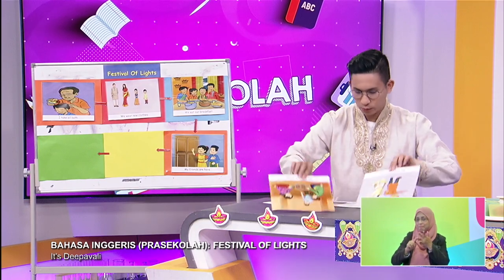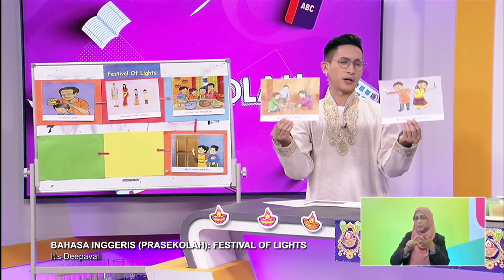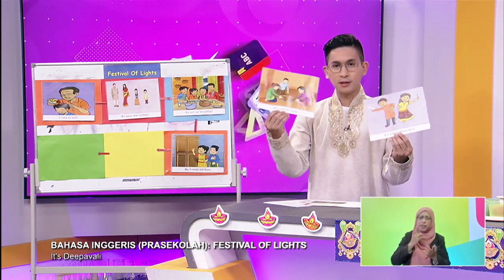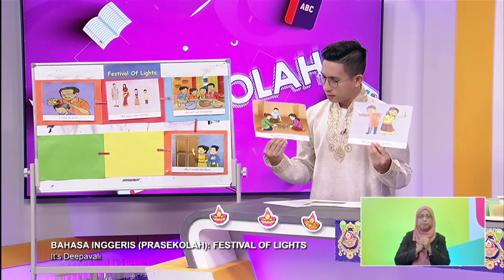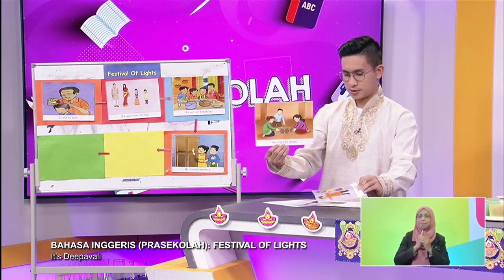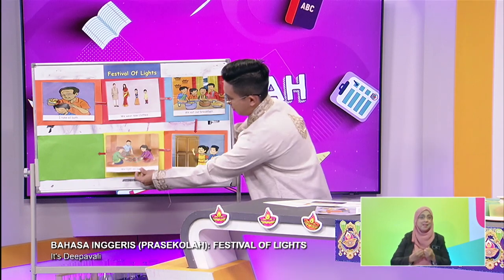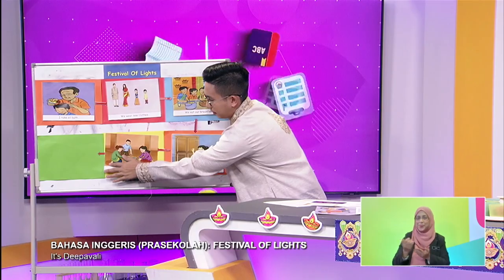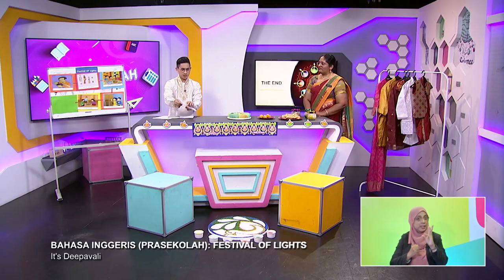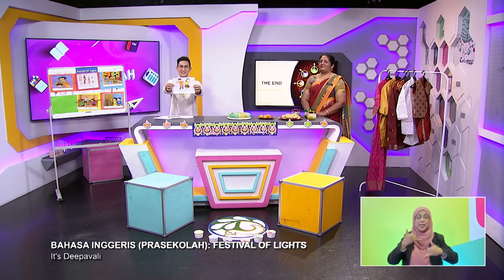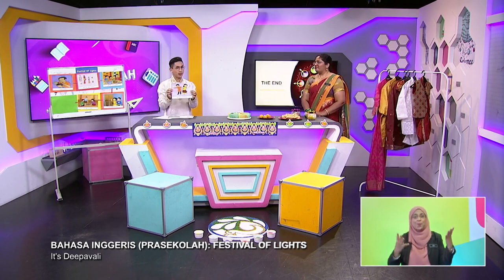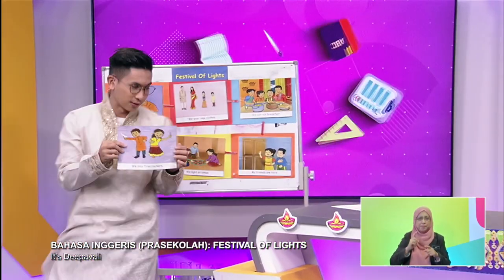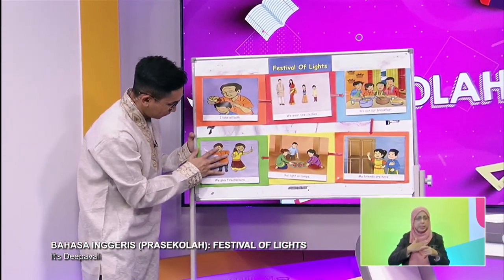So we light oil lamps and we play firecrackers. Which one do we do first? I think according to the story that teacher shared, we light oil lamps. Yes, okay. Very good, Chris. And the last one is, of course, we play firecrackers. Do you like to play firecrackers? Okay, if you are playing firecrackers, please be safe, okay? Always do it with the supervision of adults. So this is the last one.